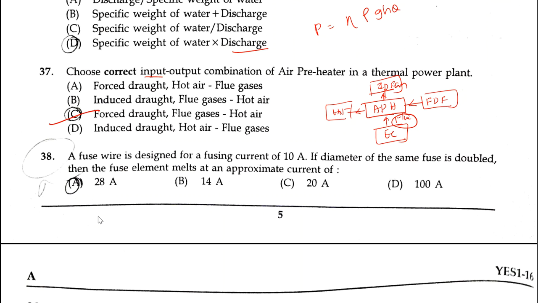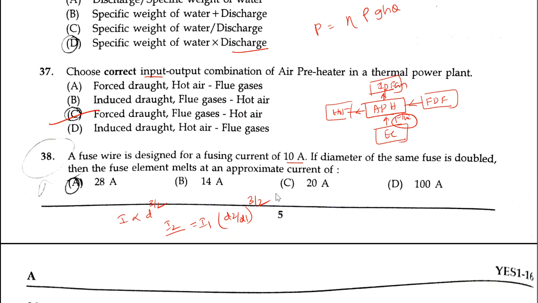And the next question, a fuse wire is designed for a fusing current of 10 amperes. If the diameter of the same fuse is doubled, then the fusing element melts at approximately what current? We know that the current is proportional to D^(3/2). So this is the relationship, and from it I2 = I1 (D2/D1)^(3/2).